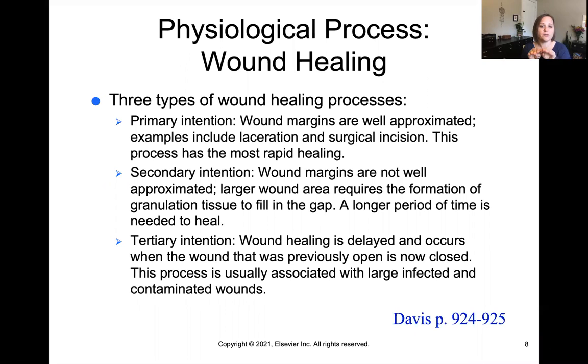Secondary intention is when the wound edges are not close together, there's a gap there. And so the body has to make extra granulation tissue just to fill in the gap, which is kind of what we would call scar tissue. And because the body has to make extra tissue to fill in the gap, it's going to need more time to heal and create that tissue.